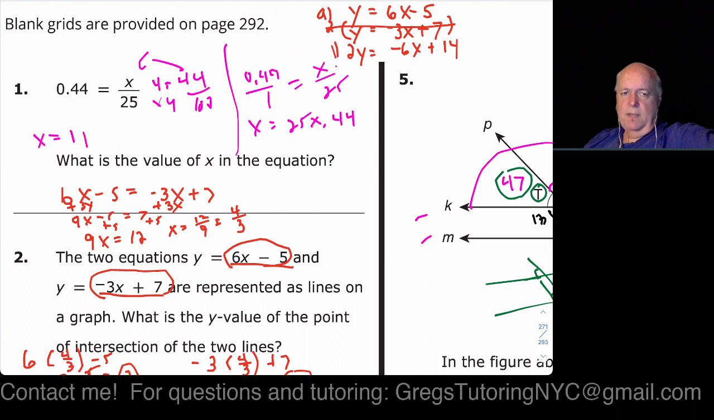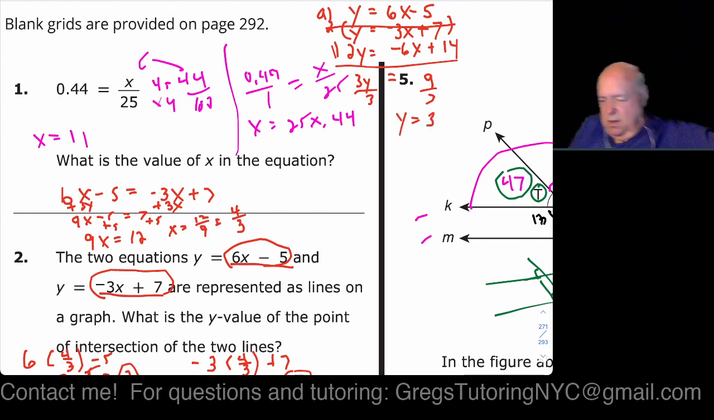I'm going to get y plus 2y is 3y. 6x minus 6x goes away. And then I have minus 5 plus 14, so the equal sign drops down, and that's equal to 9. Then I have 3y equals 9, divide both sides by 3, and we get y is equal to 3. So that's another way to do this. Again, we can feed the answers back in and calculate that out.